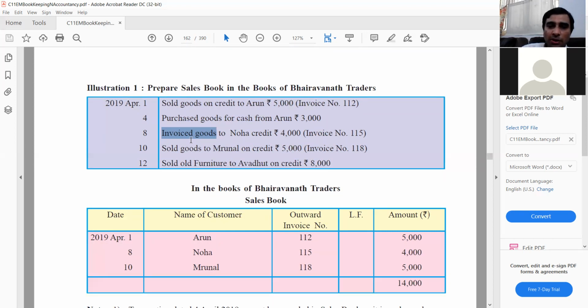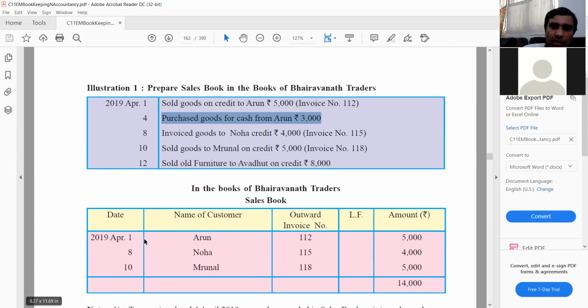When that is outward invoice, okay. Inward invoice is somebody else invoiced it to you, right? When you invoice means it's sales. If they say received invoiced goods, it means you are purchasing. Okay, simply invoiced goods means you are selling. So these things you need to know. Okay, then goods sold to Brunal on credit. So that is again an example of sales on credit, and sold old furniture. So there you go. So this entry of 12th will not be posted in the sales book. This is going to be put in the journal proper. And purchased goods for cash, this will go in the cash book, and it is a purchase and it is not a sale. So these other three entries have come here.